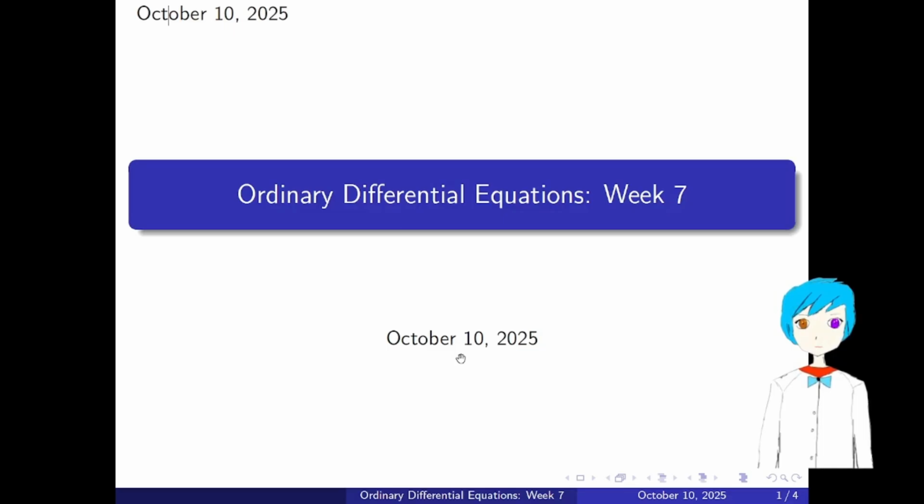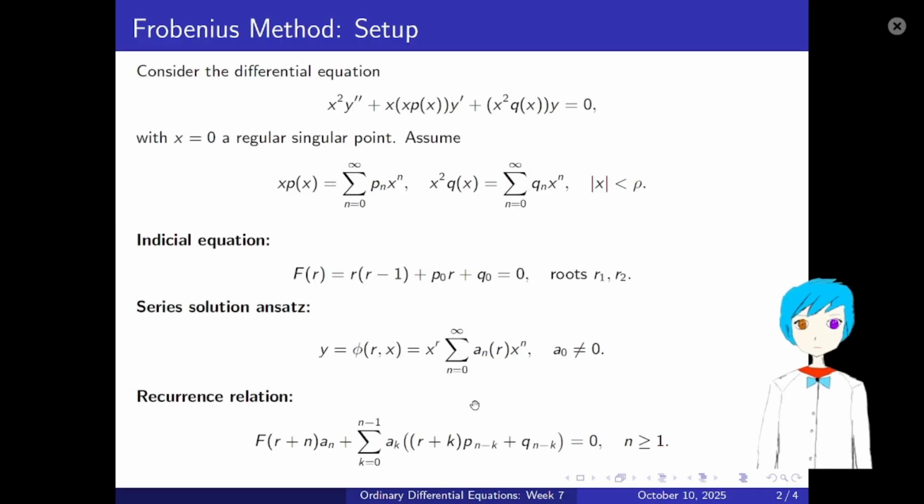Today we're going to do a review of our week 7's lecture for the ODE course. In this week, we talked about the Frobenius methods to get a series solution, or a solution that has a close relationship to a series, for a second order ODE near a regular singular point.